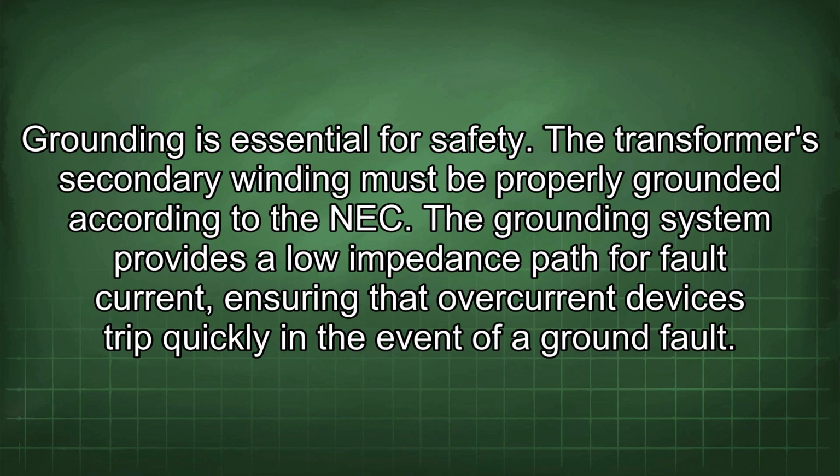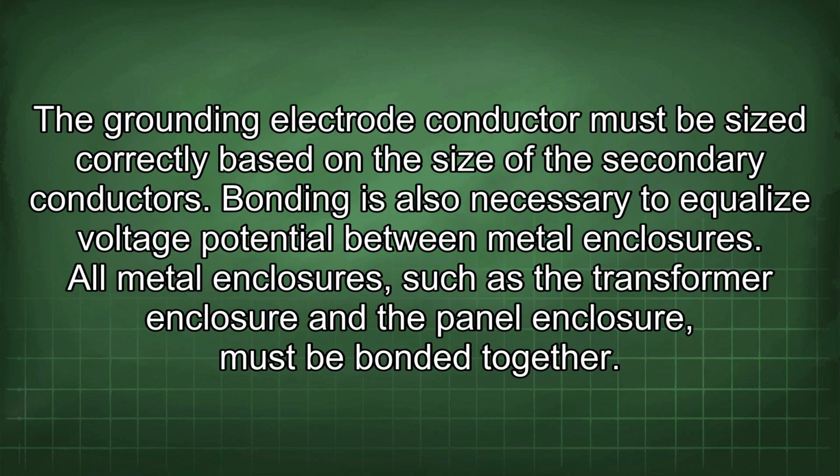Grounding is essential for safety. The transformer secondary winding must be properly grounded according to the NEC. The grounding system provides a low impedance path for fault current, ensuring that overcurrent devices trip quickly in the event of a ground fault. The grounding electrode conductor must be sized correctly based on the size of the secondary conductors.